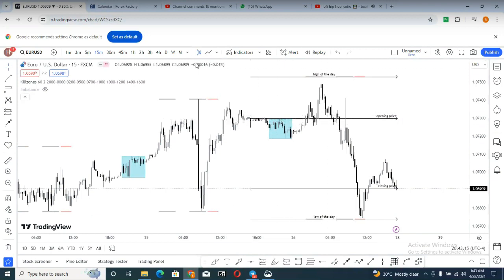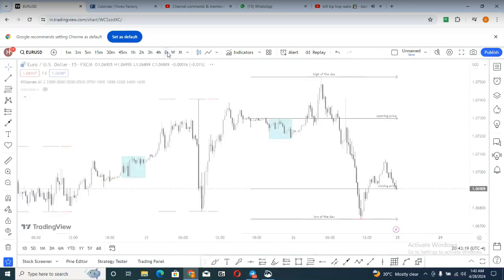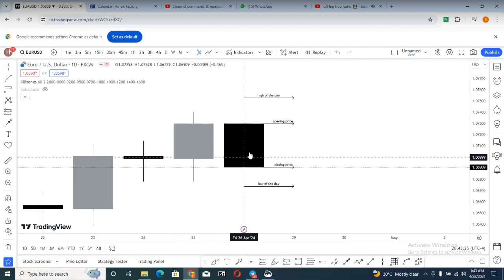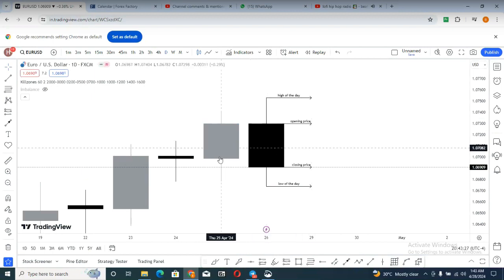Now, I told you that if you're going to be buying, you're going to buy below the opening price, right? And if you're going to be selling, you're going to be selling above the opening price. Now, this is the opening price for a sell. This is the opening price.